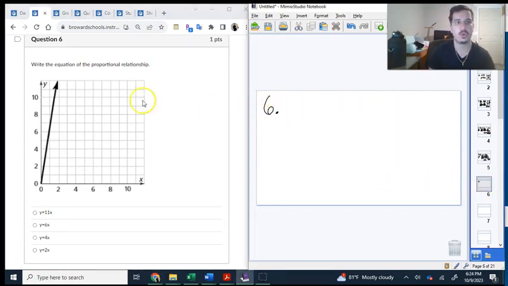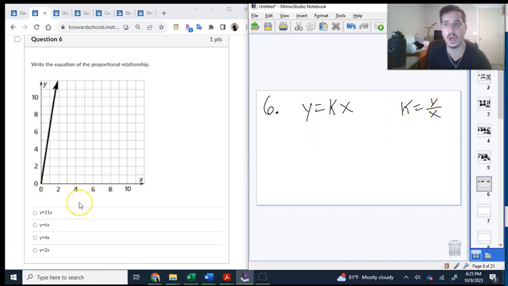So number 6, write the equation of the proportional relationship. So the equation for a proportional relationship is y equals kx. Okay? So I'm just going to leave it as y and x, but I need to find my k. So what is my k? K equals y over x.